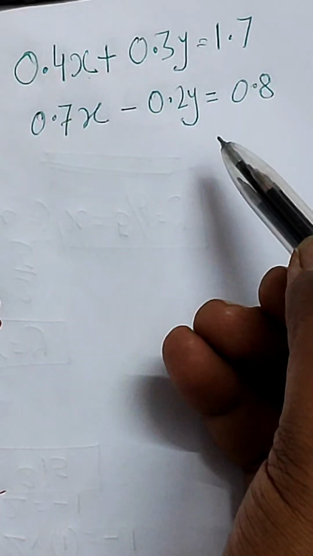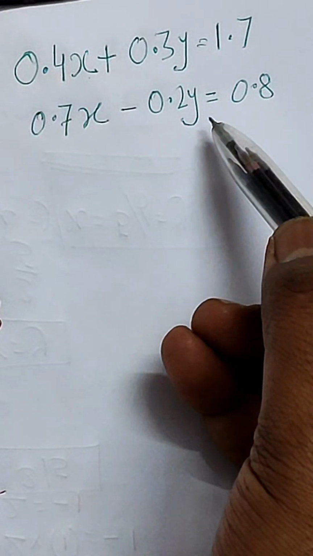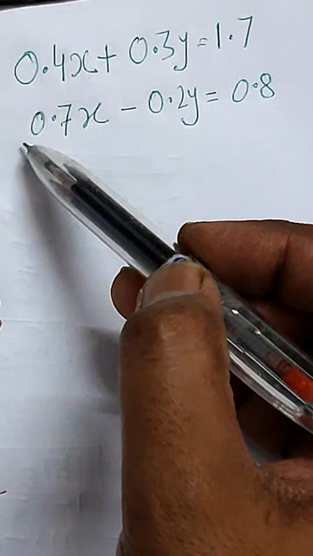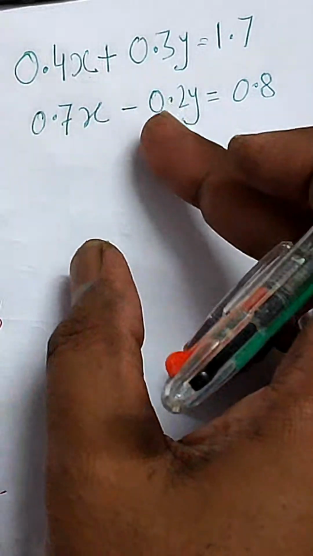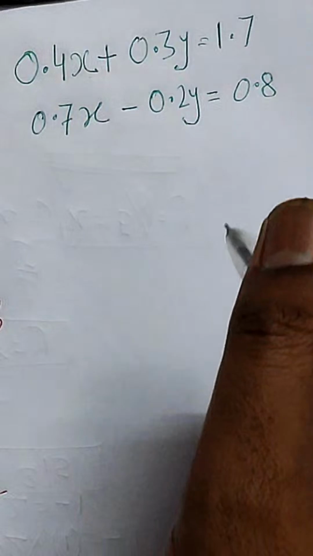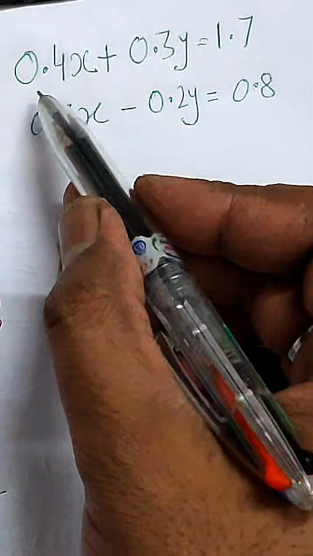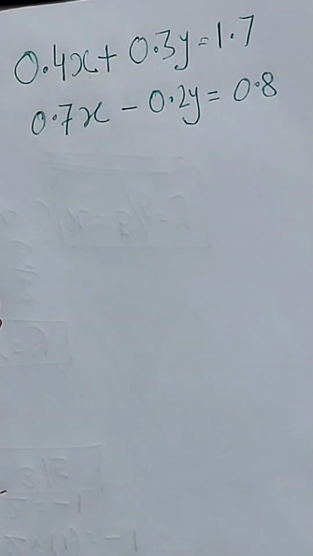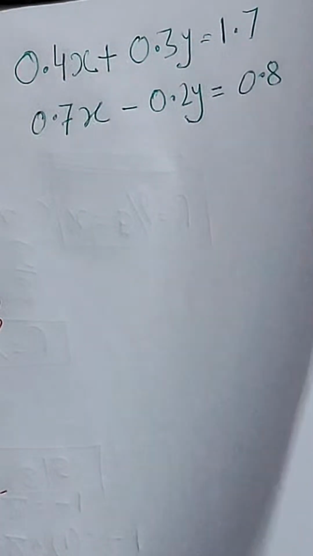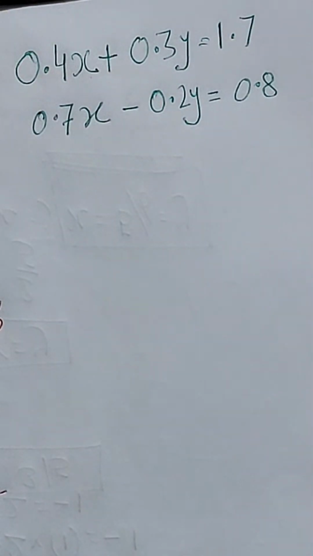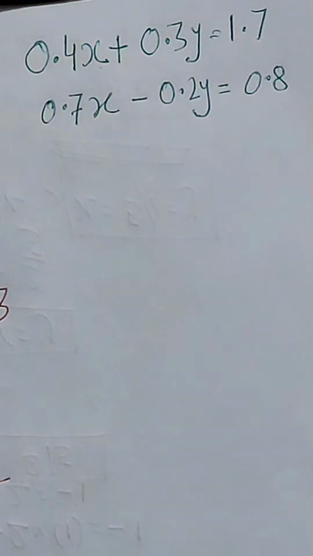So there can be a consistent and an inconsistent solution. If these equations have some definite solution, then the system is said to be consistent, otherwise inconsistent. So let us solve this question where 0.4x plus 0.3y equals 1.7 and 0.7x minus 0.2y equals 0.8. I have already put the solution of it, but I am explaining it again in this session.